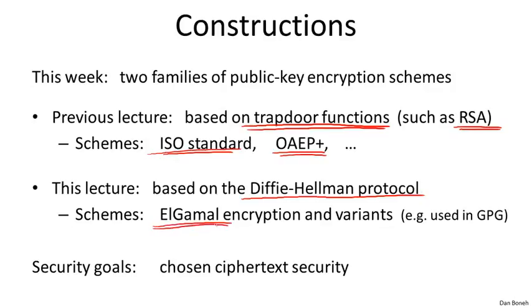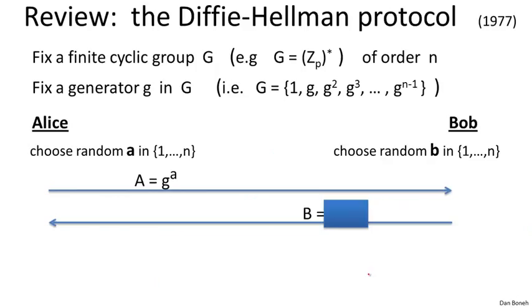Taher ElGamal was actually Marty Hellman's student. He came up with this ElGamal encryption system as part of his PhD thesis. And in fact, ElGamal encryption, for historical reasons, is used in an email encryption system called GPG, the GNU Privacy Guard. As usual, when we construct public key encryption systems, our goal is to build systems that have chosen ciphertext security so that they are secure both against eavesdropping and tampering attacks. So before I show you the ElGamal system, let's do a very brief review of the Diffie-Hellman protocol.